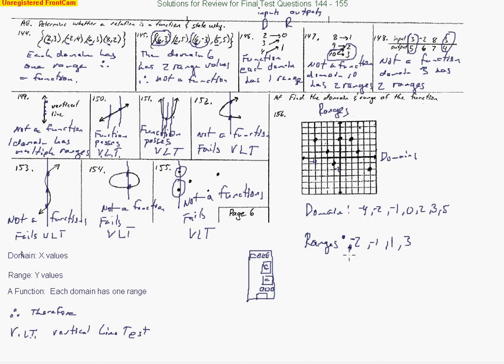So there we have it, our domains and ranges. So remember, domains represent x values, ranges are y values. Well, those are the problems on the review for the final test.